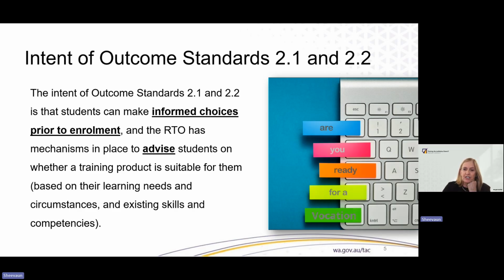Just on a side note here, I just want to remind any RTOs who have in place third-party agreements that it's still your responsibility to ensure that outcome standards 2.1 and 2.2 are met.